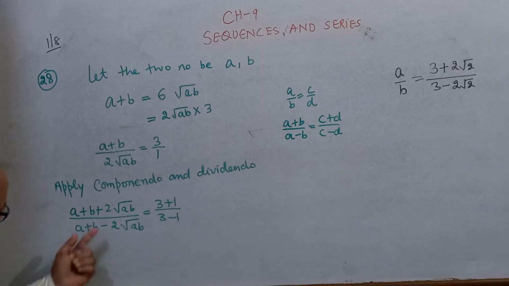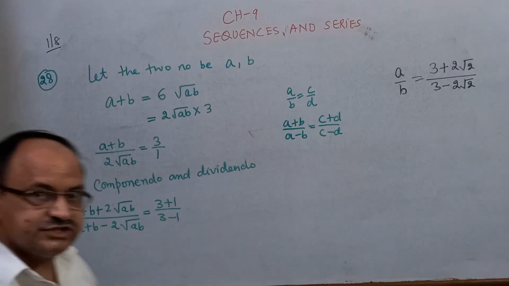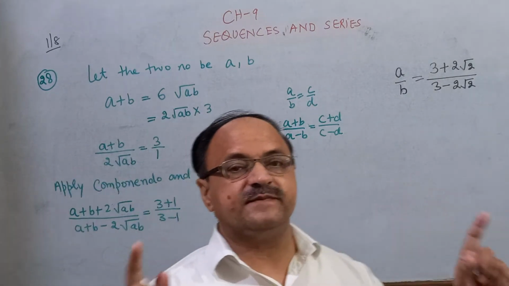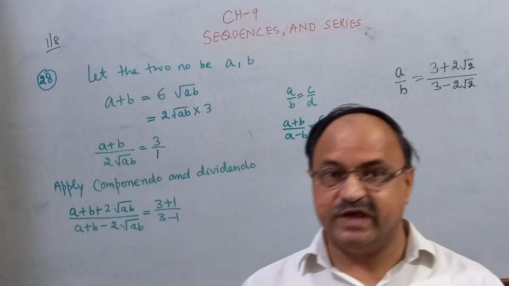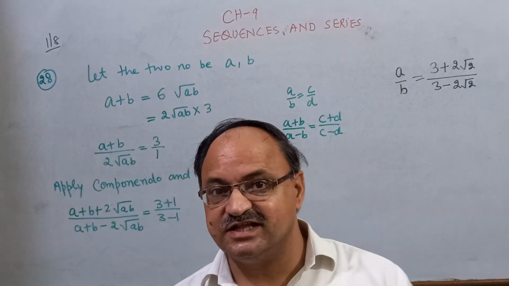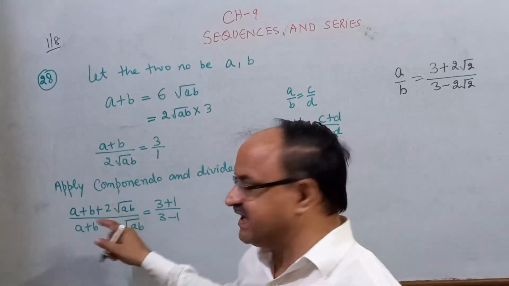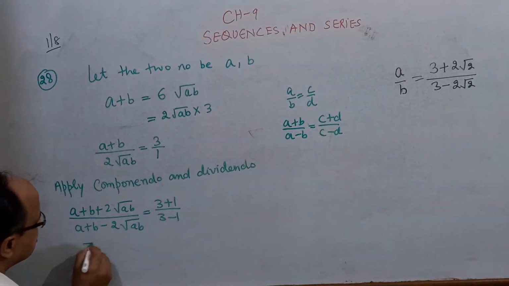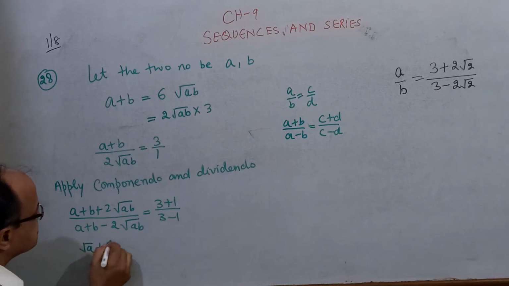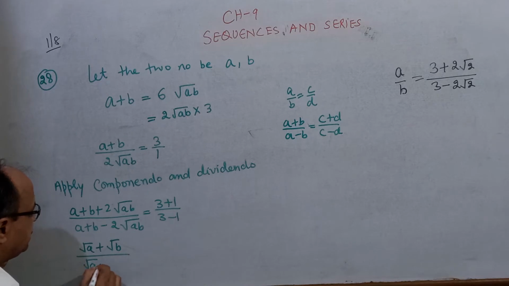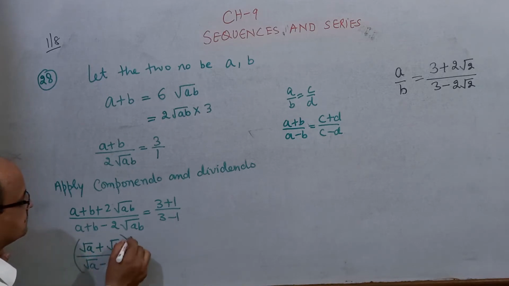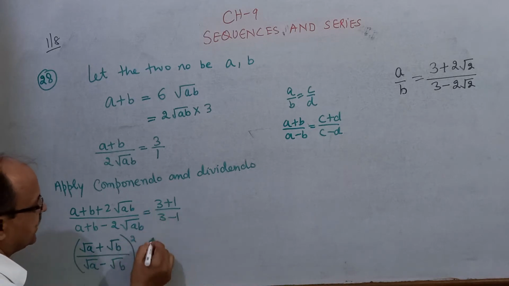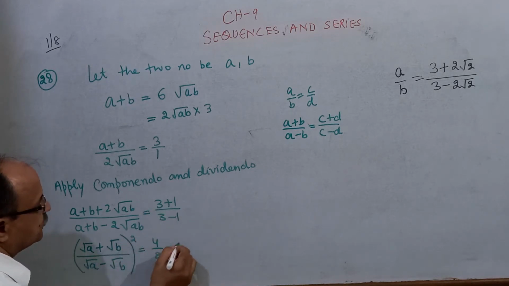Now we know that this is the perfect square, A square plus B square plus 2AB. Can you guess? This is the perfect square for what? That is root A plus root B upon root A minus root B whole square. That is 4 by 2, and 4 by 2 means 2.